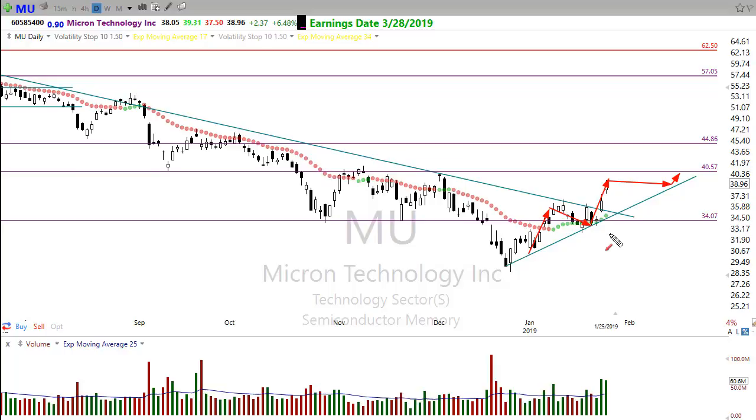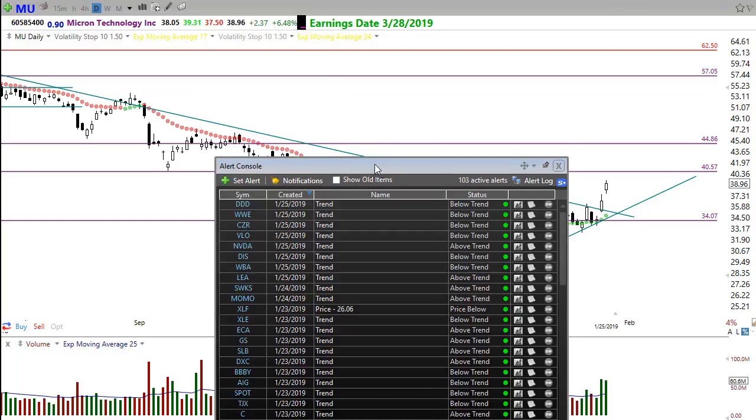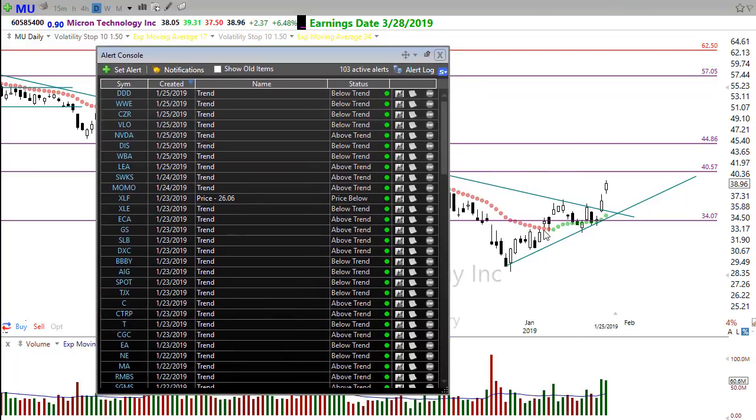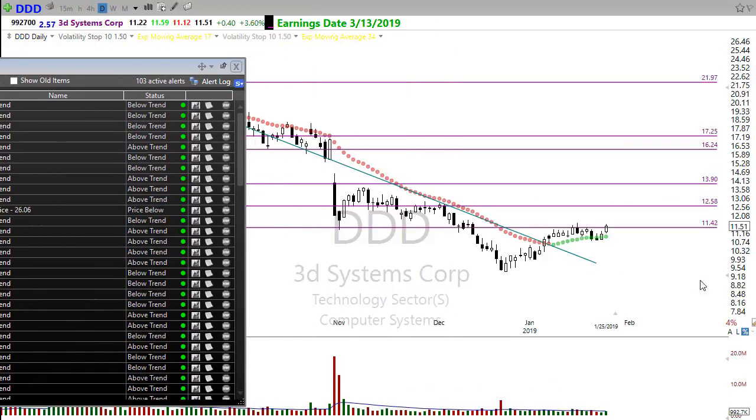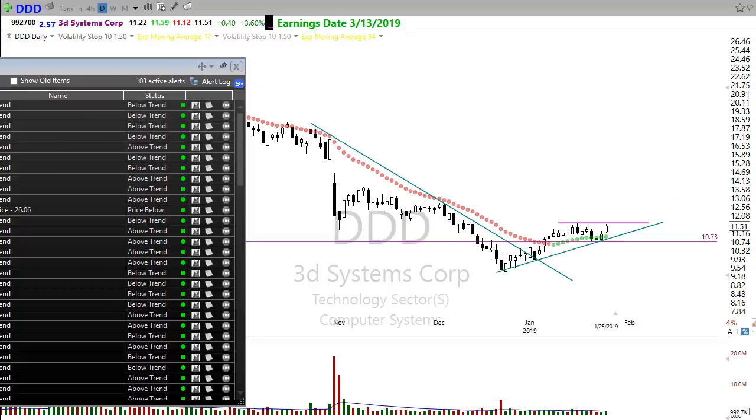Exactly. Put it on the watch list, set alerts. And you guys know that's what I do. When I'm looking at charts like, a lot of these charts that we've talked about here in the last few days, and I've shown you guys this. This is my alert console. Look at all my alerts. If I flip over here to DDD, you guys see my alert?